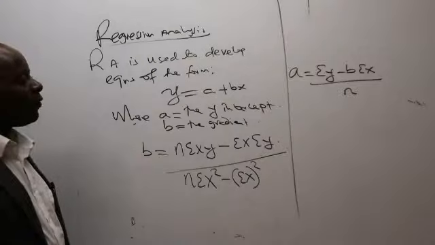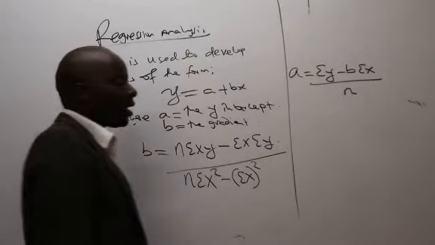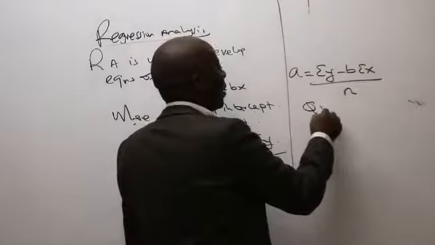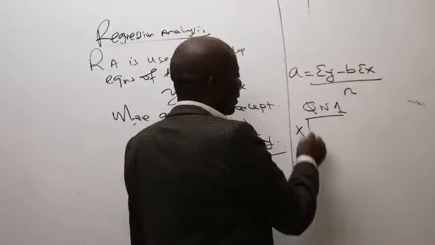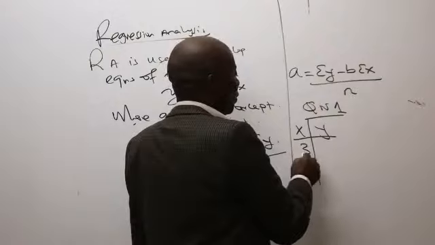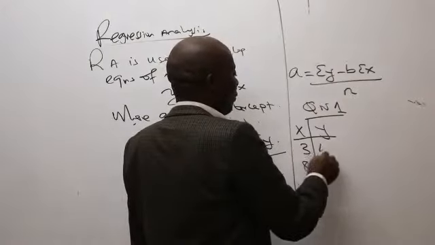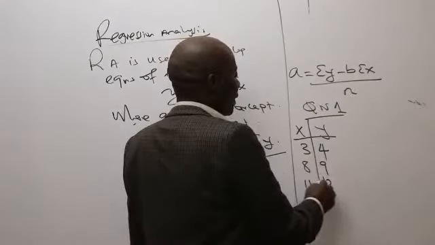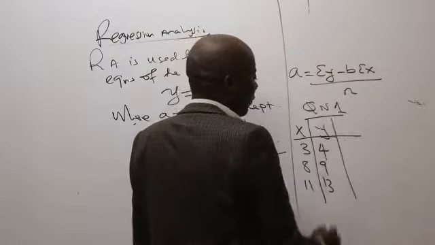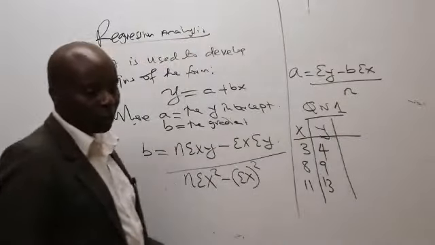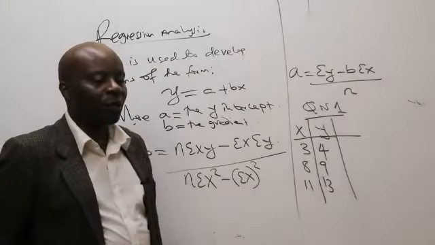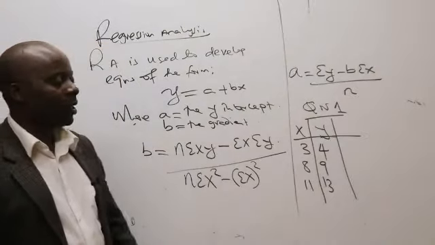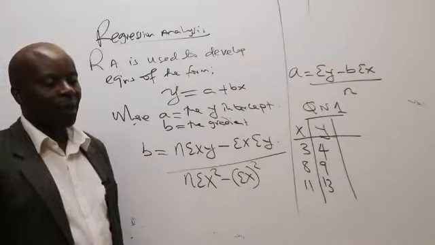So then I would want to define what these parameters are by looking at some example. Question number 1. What if you have here x, y? You have here 3, 8, 11. You have here 4, 9, and maybe 13. And then somebody wants you to get a regression equation out of this data.